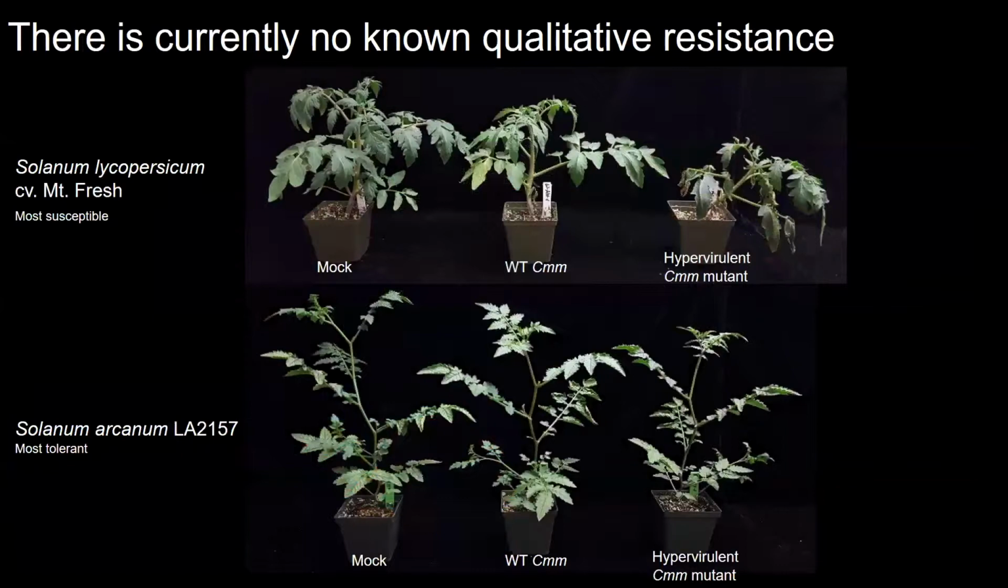So I was interested in understanding tolerance to this bacterial pathogen, and we started by looking through the literature and finding that there were published tolerant accessions of Solanum habrochaites and Solanum arcanum, and I began screening them with both wild type and also a hypervirulent mutant of Clavibacter. And what you can see here is the most susceptible Solanum lycopersicum cultivar Mountain Fresh, and also our most tolerant accession, Solanum arcanum 2157. And what we found is that the bacteria are able to colonize the tolerant accession to a pretty high density, albeit less than in the most susceptible plant. But it is impeded in its ability to spread through the vascular system vertically.